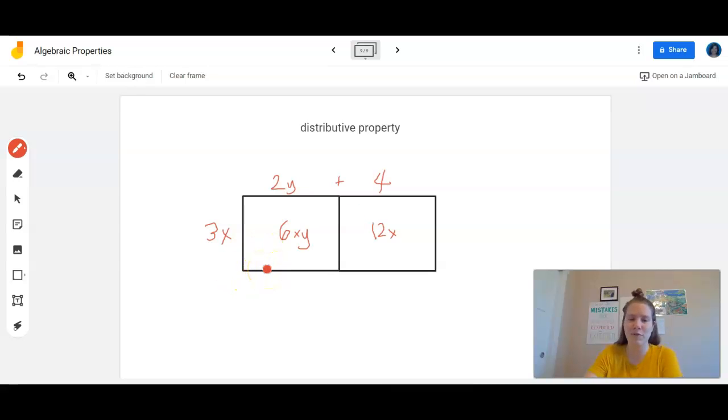Okay, you know everything you need to know about algebraic properties. Great job!